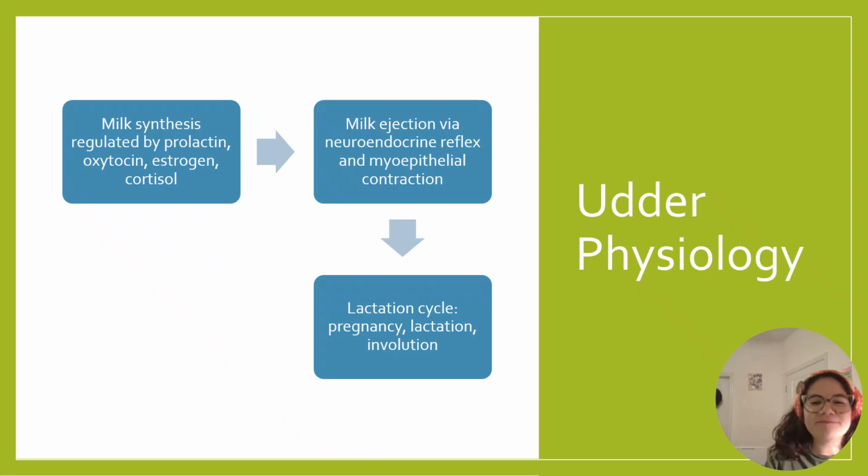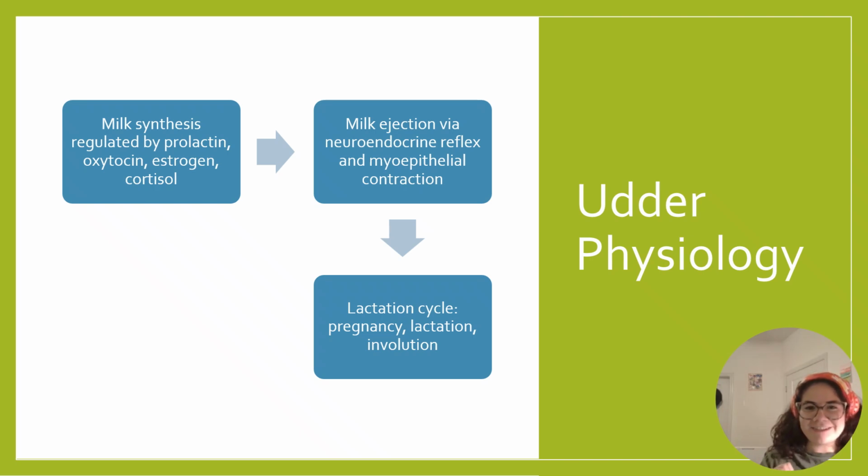So for udder physiology, milk synthesis is regulated by hormones such as prolactin, oxytocin, estrogen, and cortisol. We saw oxytocin in class, and we talked about how important it is. It's the milk letdown hormone. We know that milk ejection is a neuroendocrine reflex. Stimulation of mechanoreceptors triggers oxytocin release, leading to contraction of myoepithelial cells.